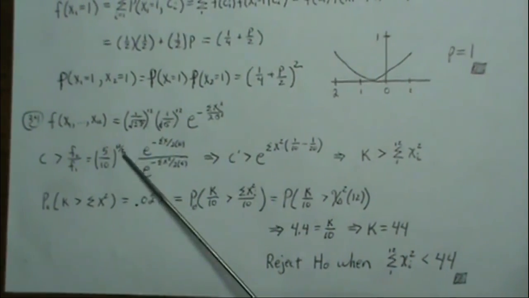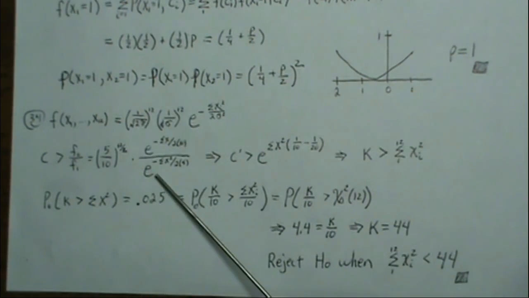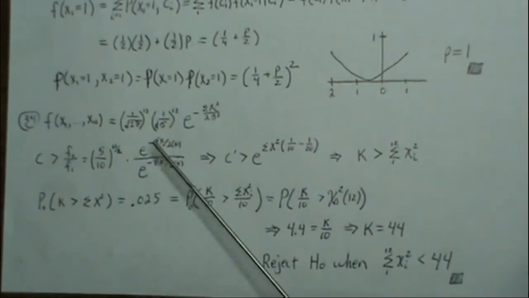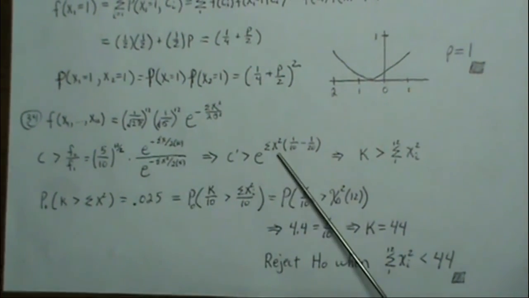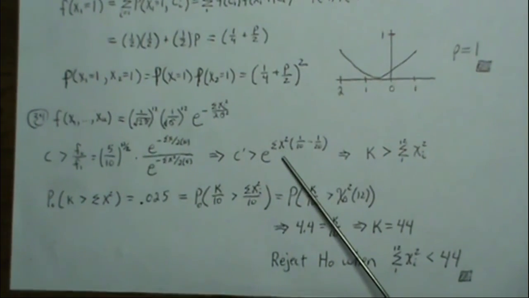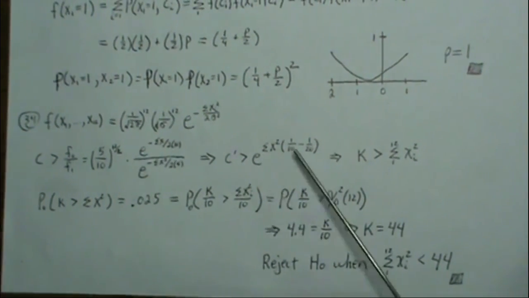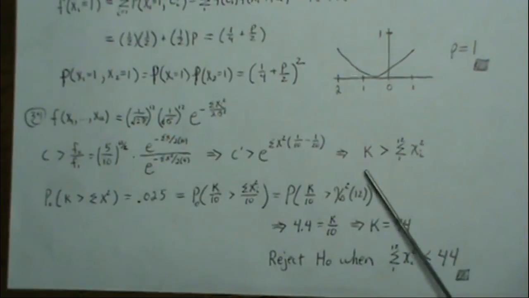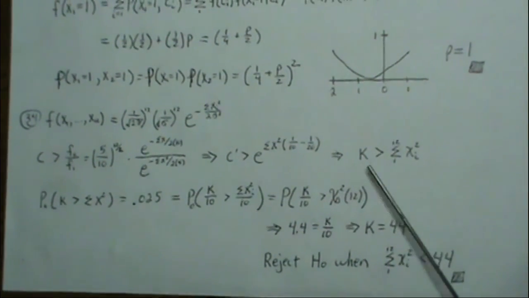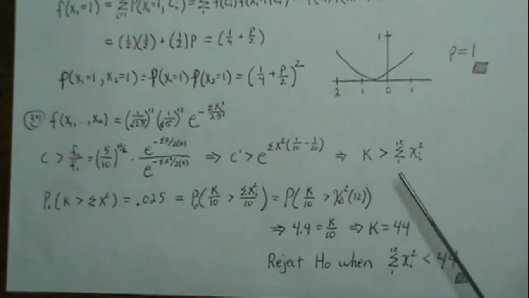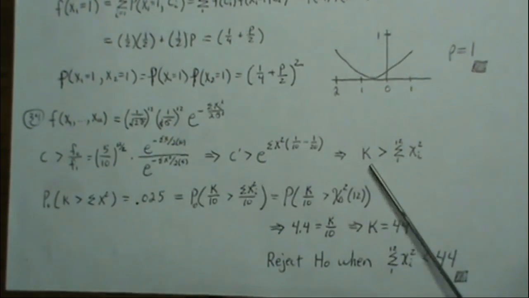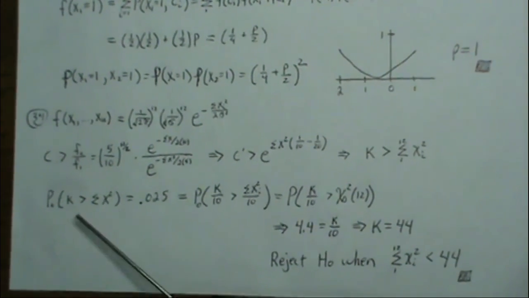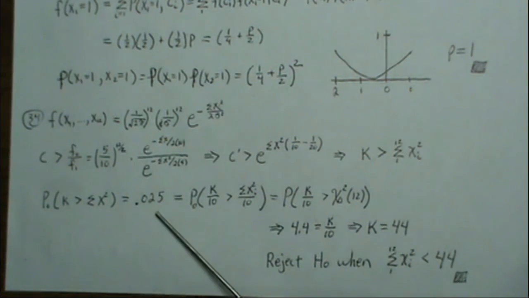Now we take that to the other side, and then we raise this one up so that it becomes a positive exponent. And then we factor out the sum of the xi squareds to get this. And then we take the natural log of both sides and divide by that, and we get that the rejection region is the sum of the xi squareds less than k. So now to find the value of k, we're given that alpha is 0.025. So we need to find the probability that this sum is less than k is equal to 0.025.